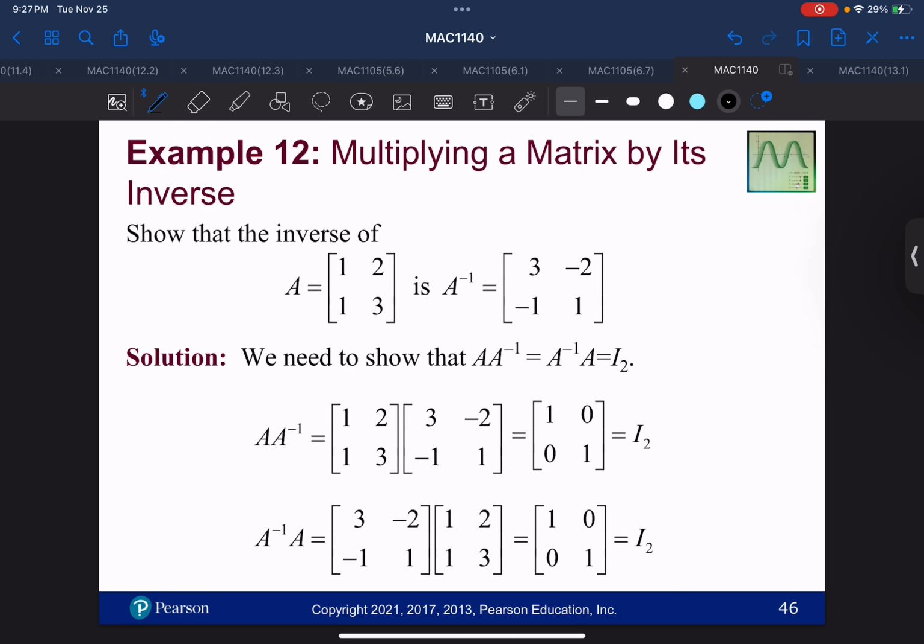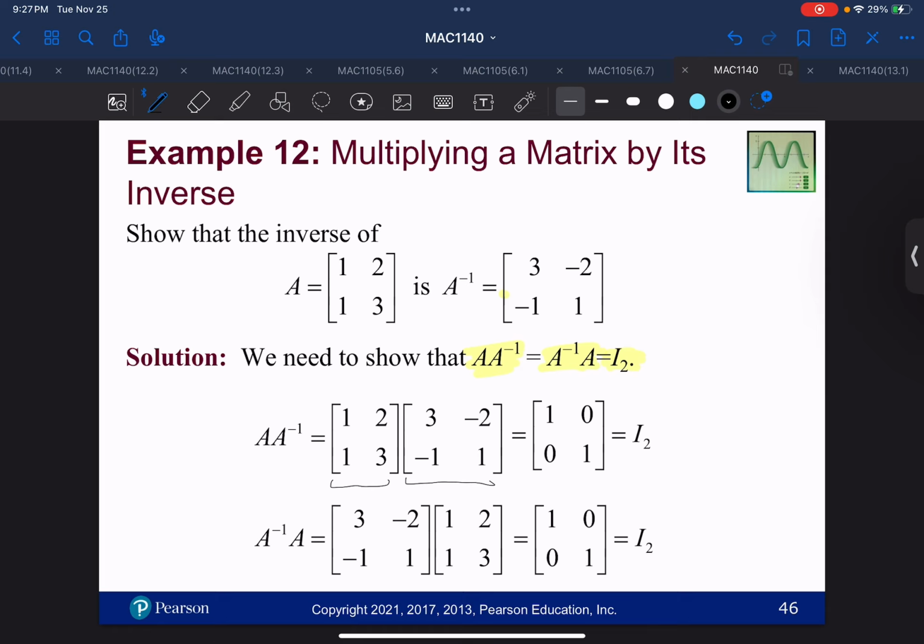Okay, so for this example, it wants me to show that the inverse of this 2 by 2 matrix A is this 2 by 2 matrix here. So they want me to show that these two matrices are inverses of each other. In order to show that, we can show that A times A inverse and A inverse times A is equal to the 2 by 2 identity matrix. So here I have the matrix A, and then what they are assuming is A inverse.